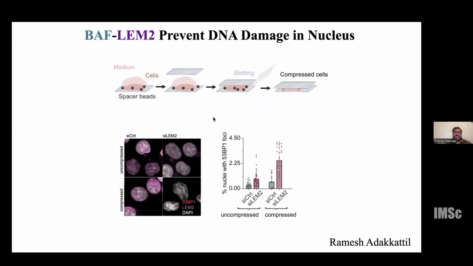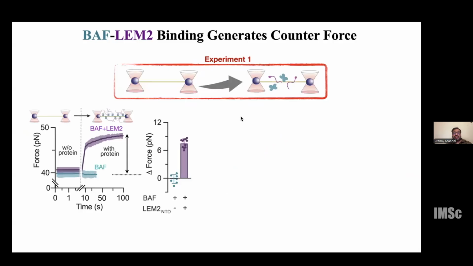So what I was saying is that we compressed the cell and did experiments on two types of cell. One is the control, and in the other type of cell we have silenced LEM2. What we can see is that we observe high DNA damage when LEM2 is silenced, and that we think is because of the co-condensation. The next slide that I'm going to show you is what happens to the force when this BAF and LEM2 protein binds.